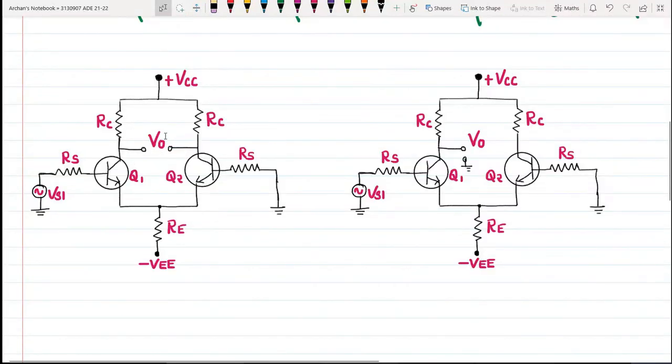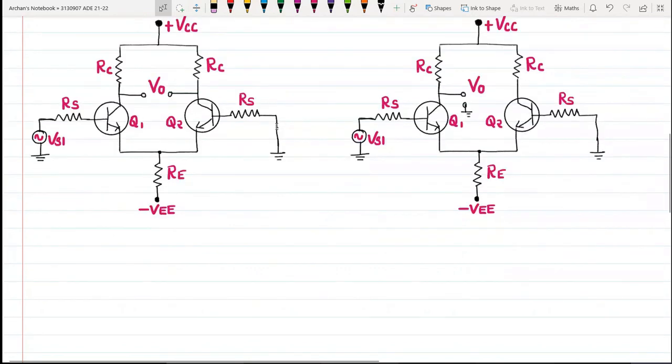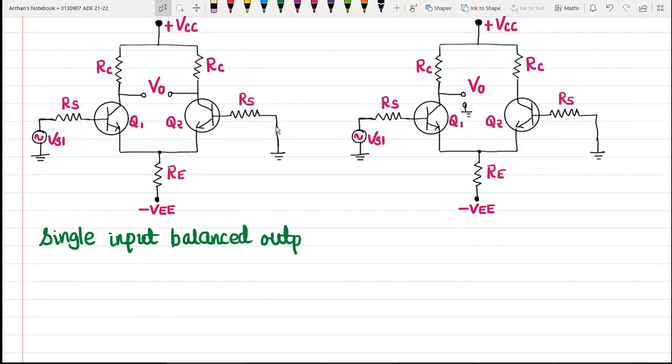Then coming back to next configurations, here you can see the output which I am measuring is between collectors of both the transistors. So we are available with balanced output here. But if you look at the input terminals, I am providing some AC signal to the base of transistor Q1, but the base of transistor Q2 here is grounded. So I am providing only one input, and this is called single input and balanced output configuration. So we have third kind of configuration, which is single input but balanced output, right?